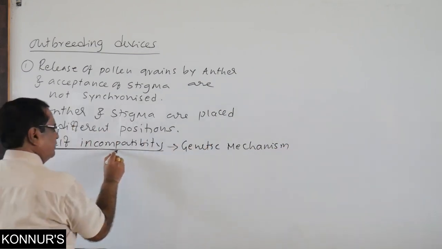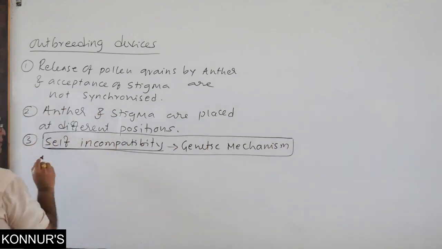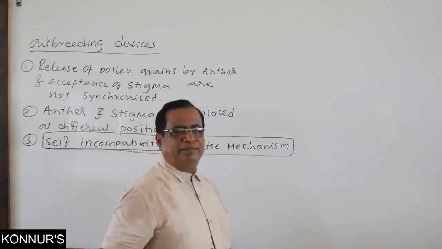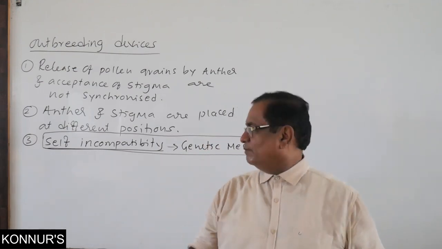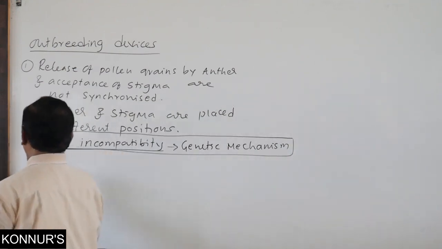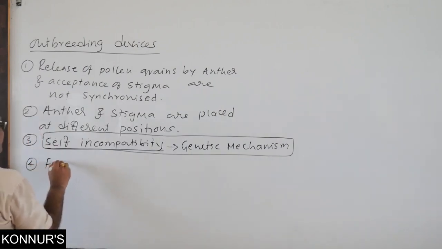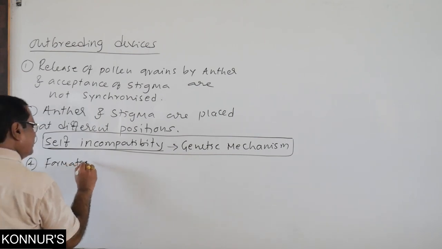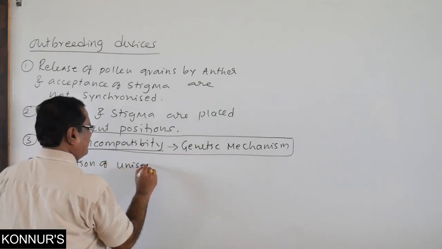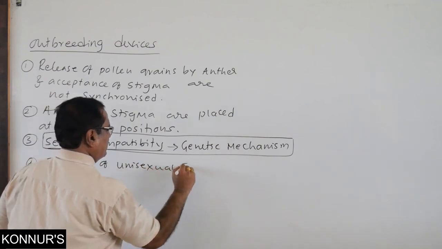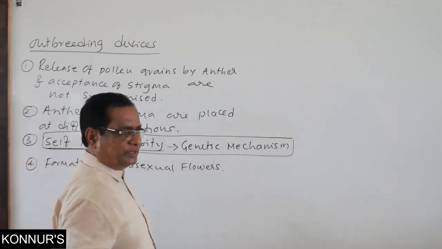This is very important. Among all the devices, this is a genetic mechanism. And the fourth one is the formation of unisexual flowers.